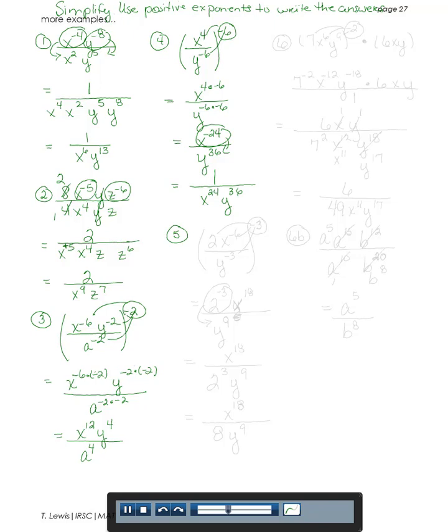Let's see. We have here, oh, this is a good one. 2 x to the negative 6 all over y to the negative 3, and then all of this is raised to the negative 3rd power. This is a really good one.